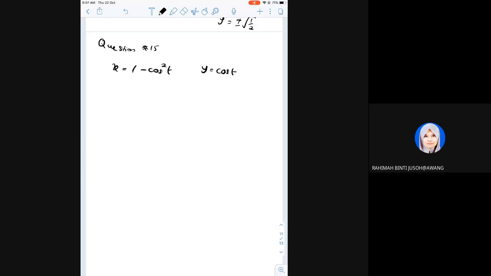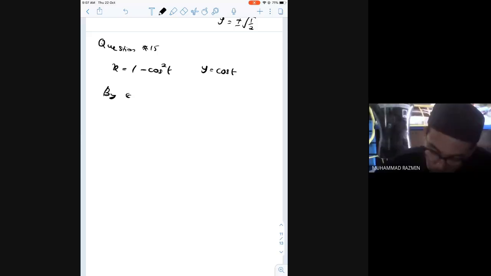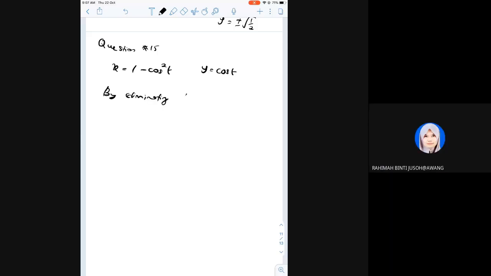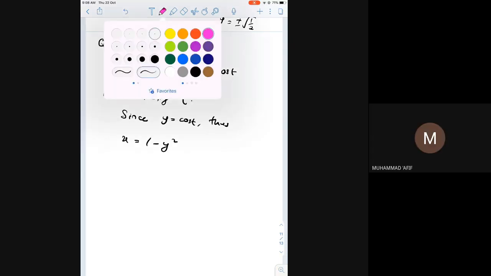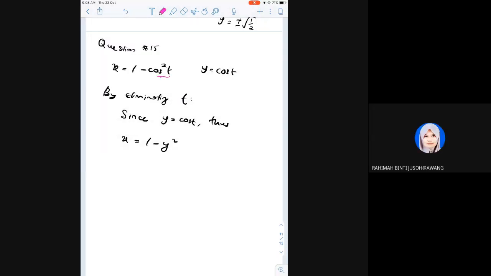Okay. Now, by eliminating t, kadang keluar juga soalan ni dalam test. By eliminating t, since y equals to cos t, thus x equals to 1 minus y squared. Boleh terima? Boleh. Sebab ni adalah y squared, sebab y sama dengan cos t. Understand?